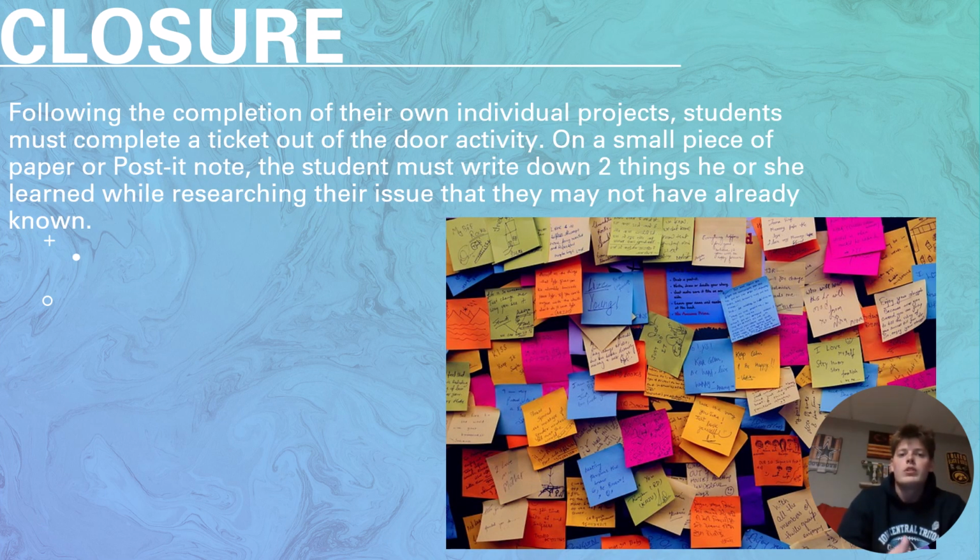For closure, following the completion of their individual projects, students must complete a ticket out the door activity on a small piece of paper or post-it note. This is just for them to write down 2 things he or she has learned while researching their topic that they may not have already known. So that gives me an idea that they actually did learn something throughout this lesson.